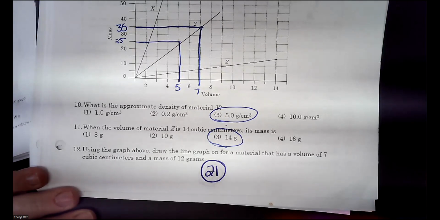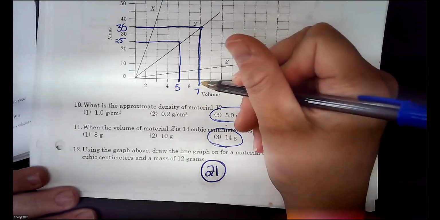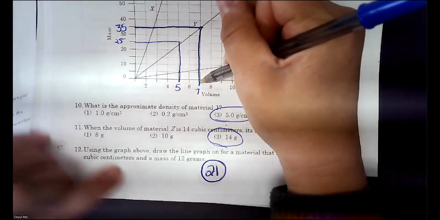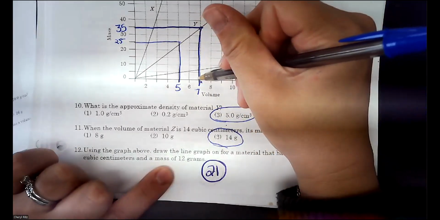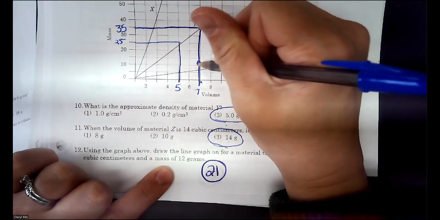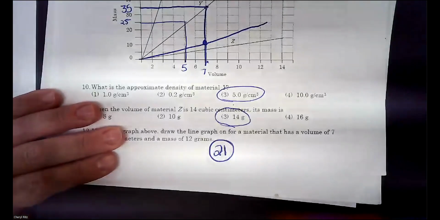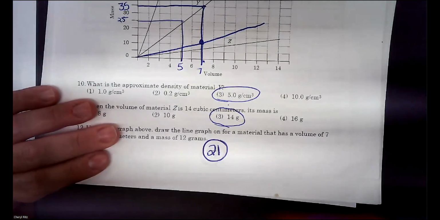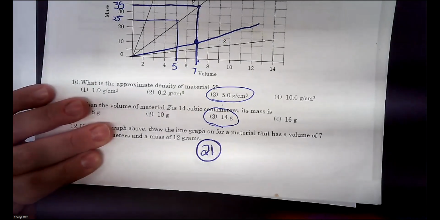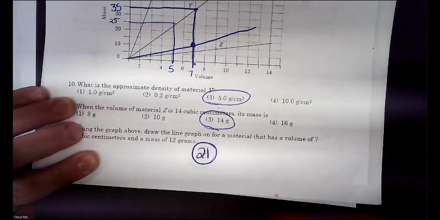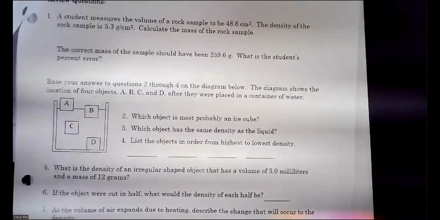Finally, you had to graph something that had a volume of 7 and a mass of 12. So I go to a volume of 7, go up to a mass of 12, put a dot there, and draw your line. It should be straight, but I just winged it. I free-handed it. Don't do that. And then just to finish these up real quick.